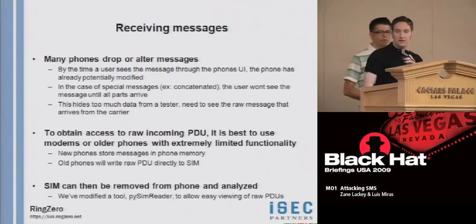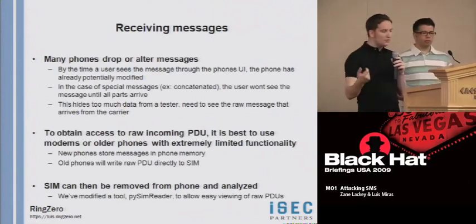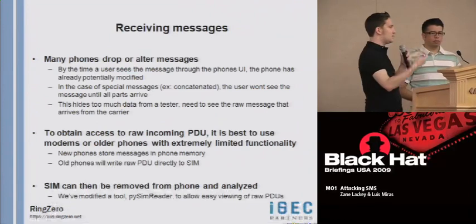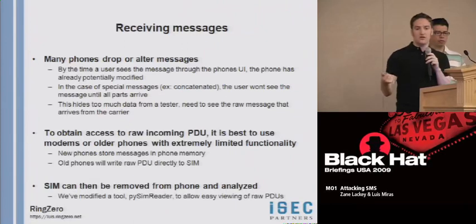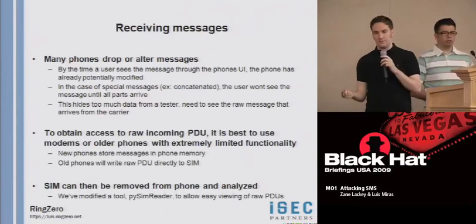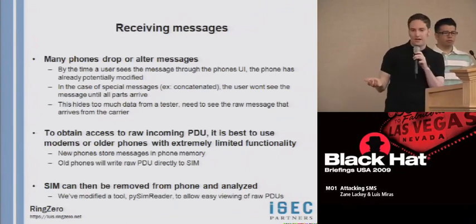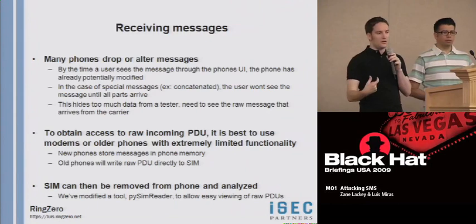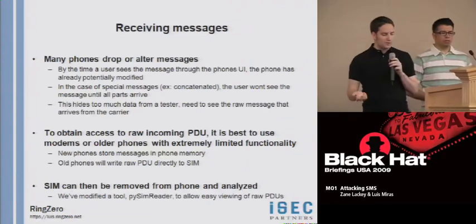Receiving messages. This is actually a harder problem than you think it is. When you receive a message on your phone and it displays up on your phone, there's two things that have happened by then. A, the phone has decided that you should be allowed to see that message, and B, the phone has probably changed some things about that message. So as a tester, obviously you can't do testing like that, right? You need to see what actually came down to the phone and see that raw PDU that came down. So there's a couple different ways we solve that issue.